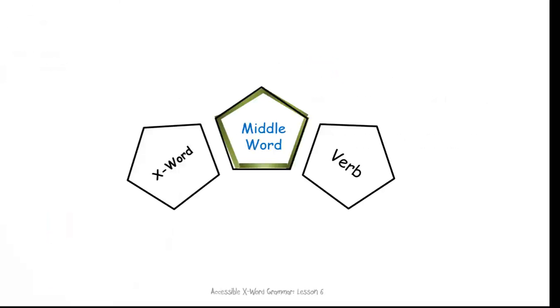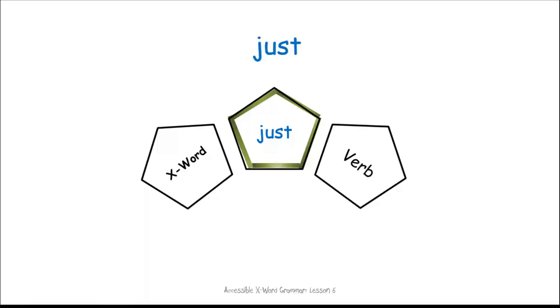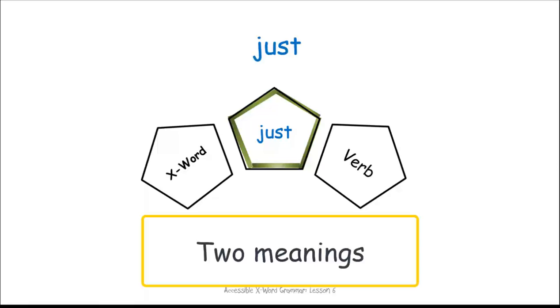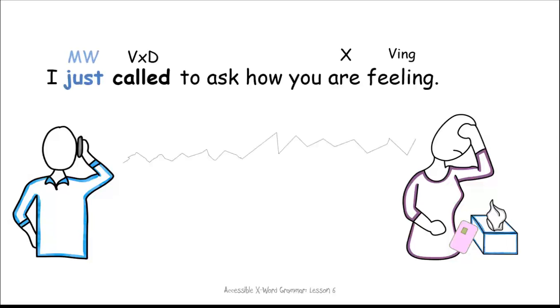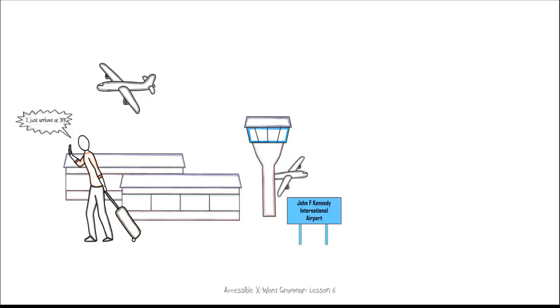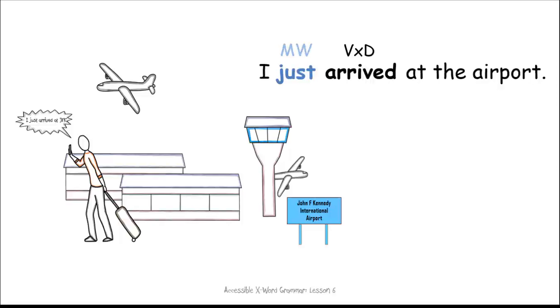Another middle word is just. Just has two meanings as a middle word. I just called to ask how you're feeling. I only called for one reason. The meaning of just is simply or only. Just also means immediately before now. I just arrived at the airport. I arrived minutes ago.